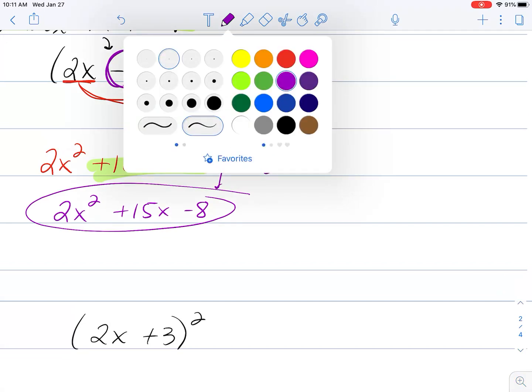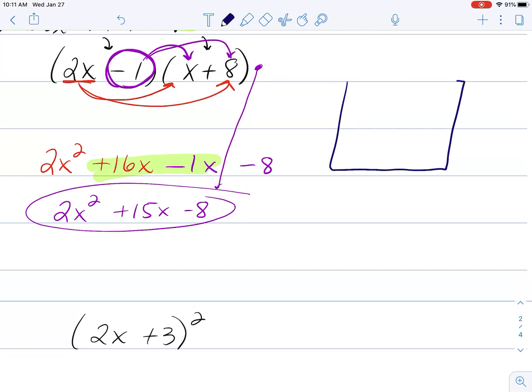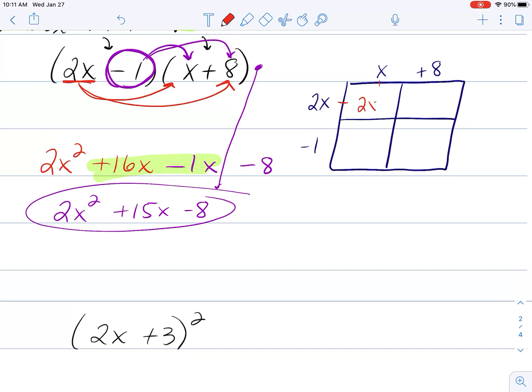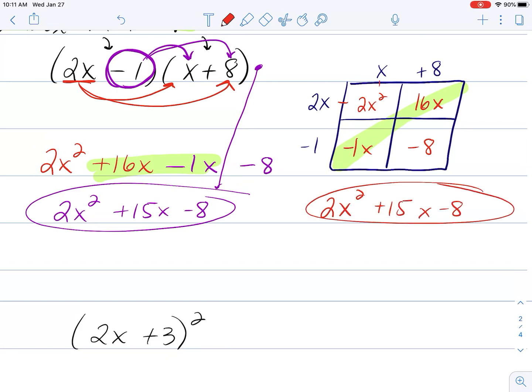If you use the box method, which is absolutely okay, just to make sure we're all clear on what that looks like, here's my box. 2x minus 1 is here, and x plus 8 is there. And then remember, we multiply whatever meets in those two boxes. So 2x and x meet here, giving me 2x squared, 16x, -1x, and -8. And then I combine my like terms, which in this case happen to be on the diagonal, and I'm left with the same answer that I got if I distribute. So remember, this choice of method is absolutely up to you and not up to me. I do not care which method you use.